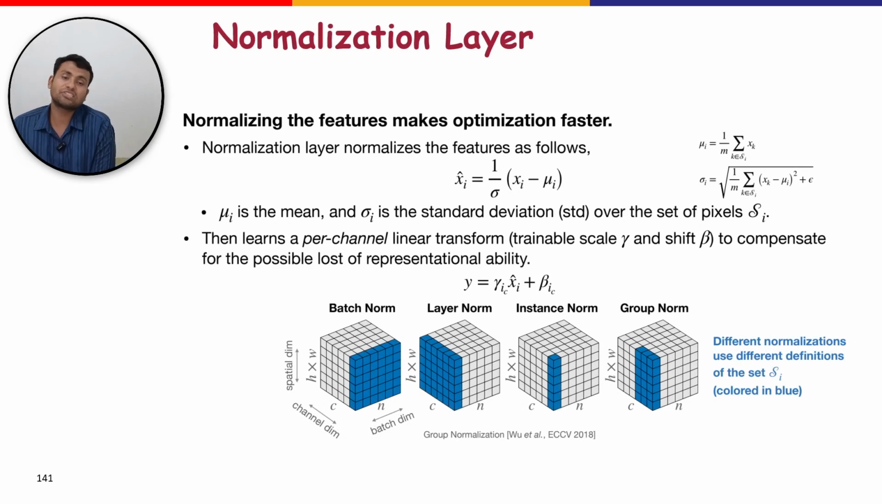Another layer which is very common in machine learning, which we'll see again and again, is the normalization layer. What we try to do is normalize the features, and it helps optimize the machine learning faster.